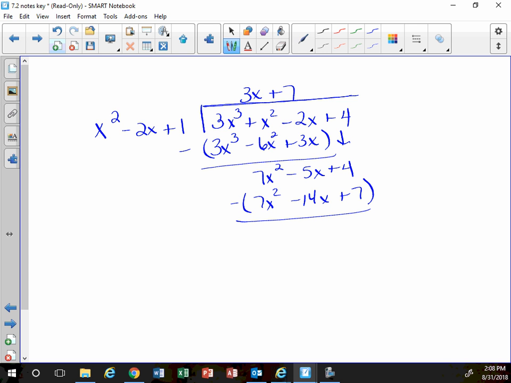Subtract. What's negative 5 minus negative 14? 9x. Good. And then 4 minus 7? Good. Okay, can I multiply x squared by something to get 9x? That's not going to work, right? So that's how you know when you're at your remainder. So the entire thing, 9x minus 3, is the remainder. So I'm going to go up here and say plus (9x minus 3) over (x squared minus 2x plus 1). That is your answer.